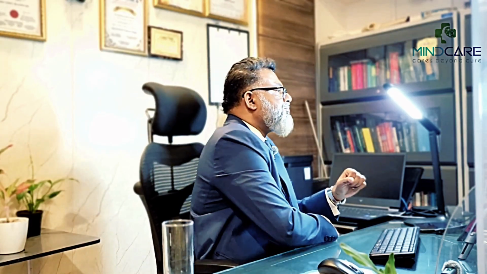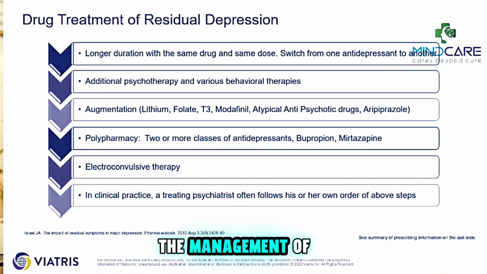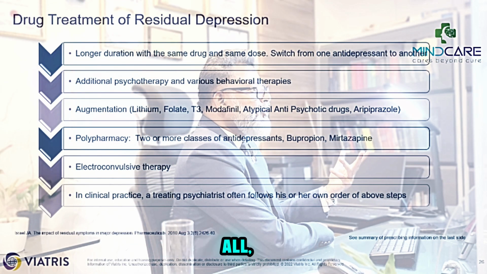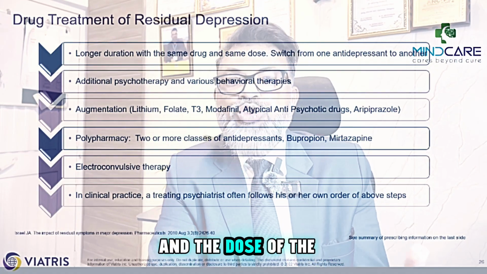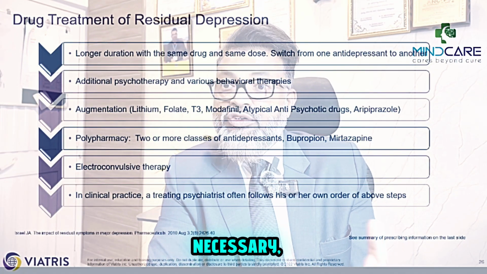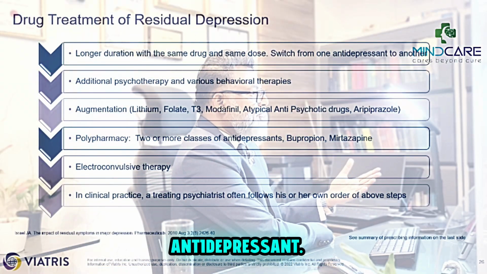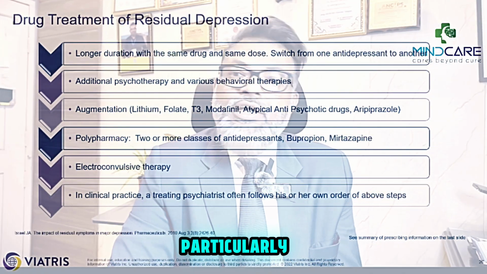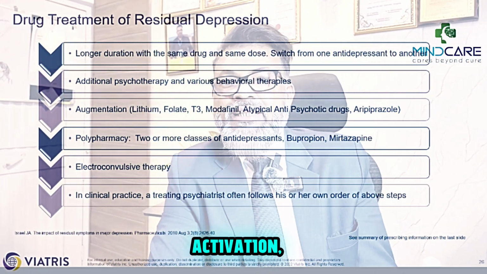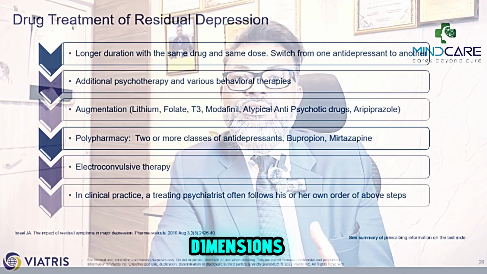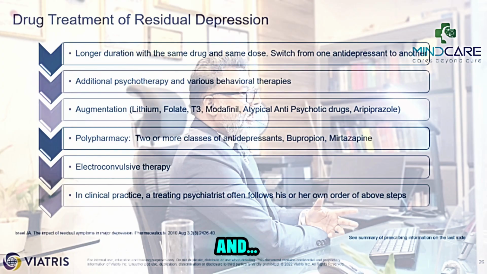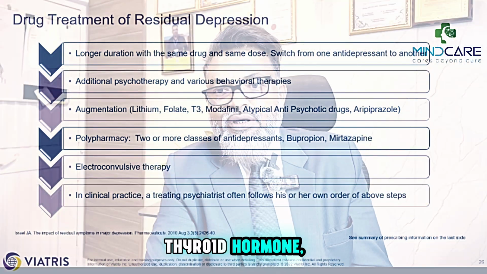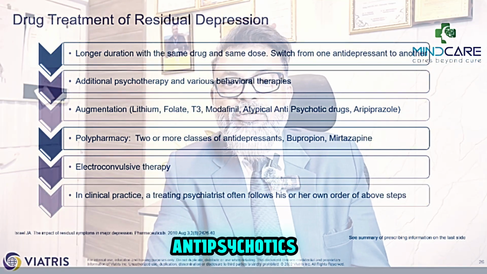The management of residual depression is very crucial, and it requires a stepwise approach. First of all, we have to ensure adequate duration and dose of the existing antidepressant, and when necessary, consider switching to another antidepressant. Secondly, integrating other forms of therapy, particularly psychotherapies such as cognitive behavior therapy or behavioral activation, can address the cognitive and motivational dimensions that pharmacology alone may not sufficiently cover. And there are other forms of augmentation, like adding lithium, thyroid hormone, folate, modafinil, and atypical antipsychotics such as aripiprazole.